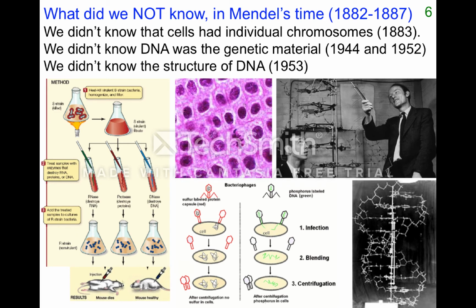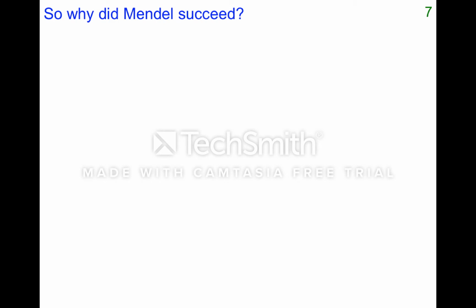We also didn't know the structure of DNA as well. That was discovered way after Mendel's time. So how the heck did Mendel succeed in figuring out how inheritance works when we didn't even know what DNA was?